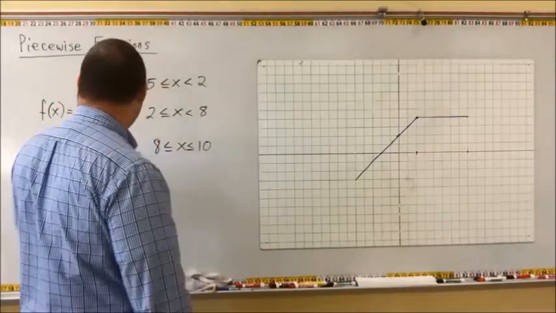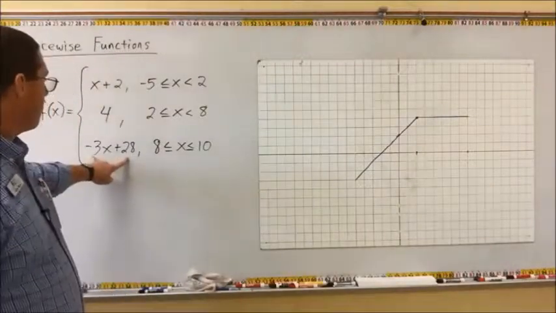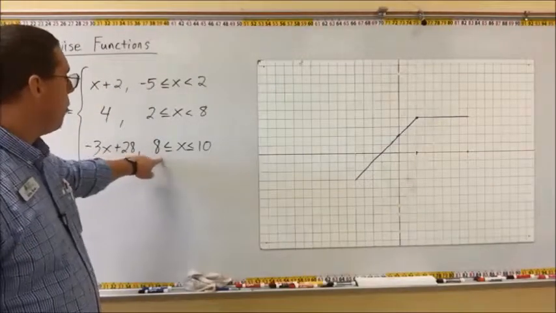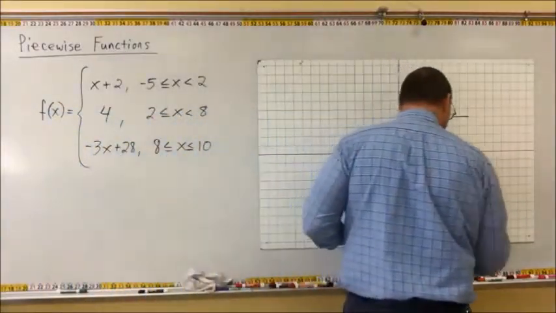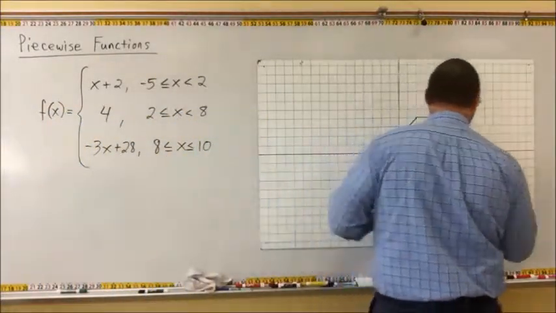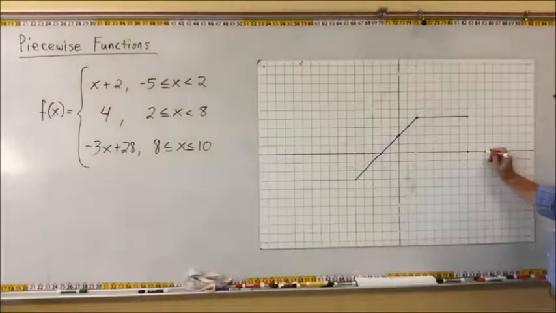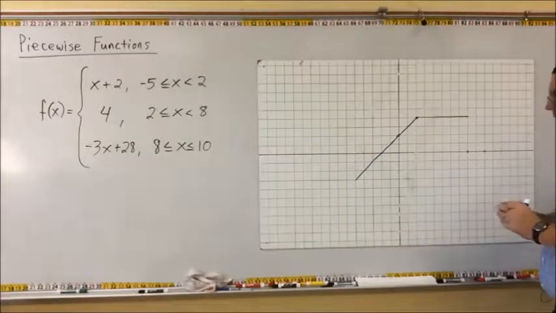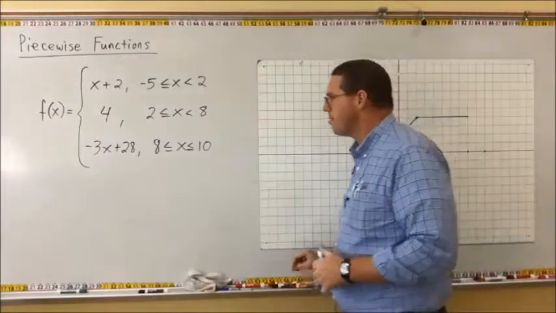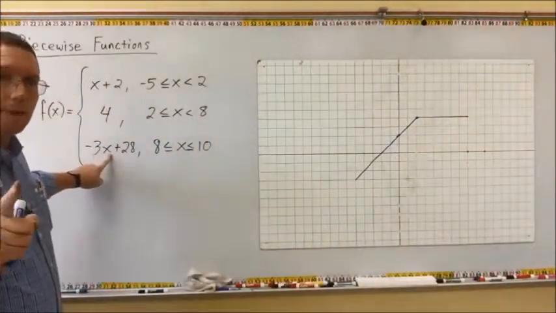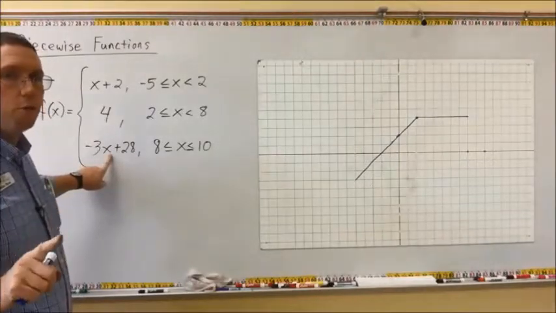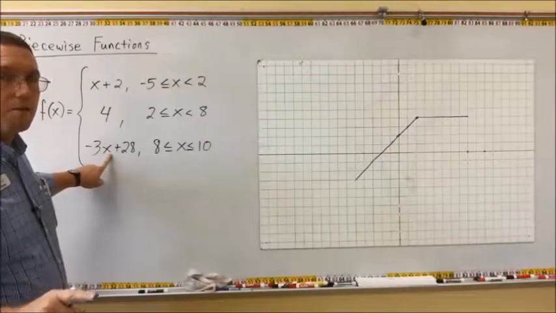Now, the last piece of the function is -3x plus 28, and it only goes from 8 up until 10. All right, so that's from 8 to 10. So it's only a little piece, right? Now let me show you how to find this piece. One way that you can do this, this is a linear piece, and what I'm about to show you, you can really only do with a linear piece, okay?